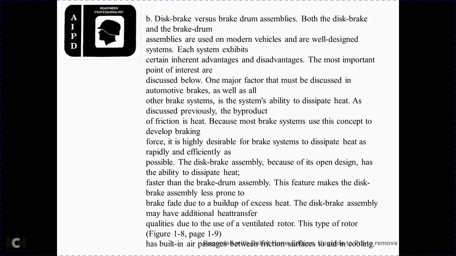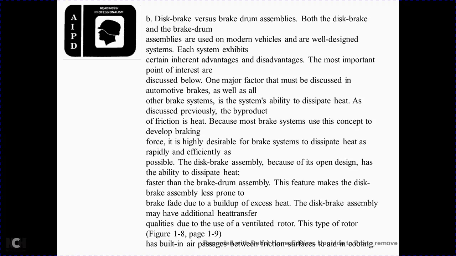Disc brakes versus brake drum assembly. Both disc brakes and brake drum assemblies are used on modern vehicles, and in well-designed systems each exhibits certain inherent advantages and disadvantages. The most important points of interest are discussed below, including the major factors that may be discussed for the automotive brakes, such as the ability to dissipate heat, as discussed previously, since heat is a byproduct of friction. Because of this, a highly desirable brake system is one that dissipates heat as rapidly and efficiently as possible.